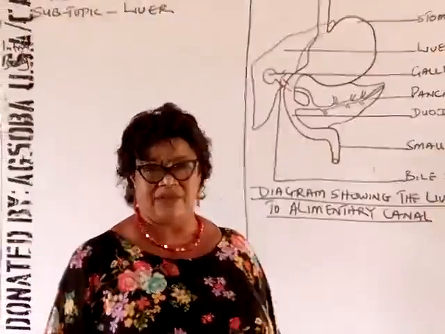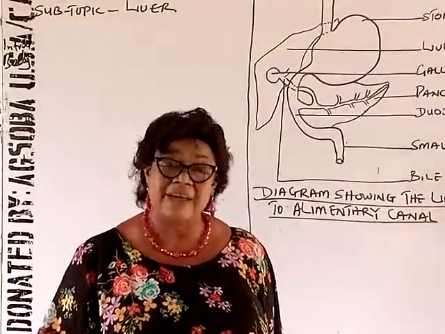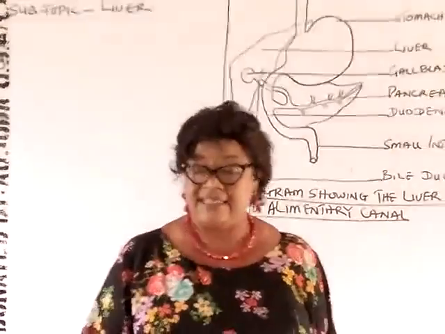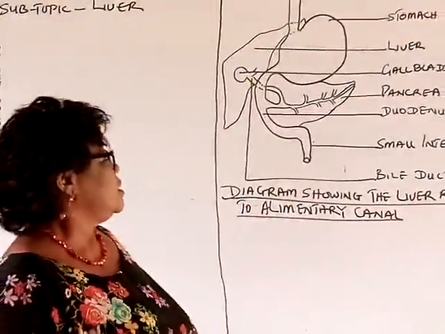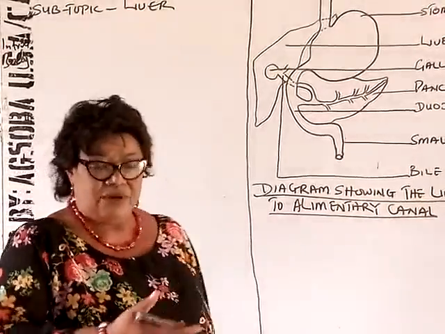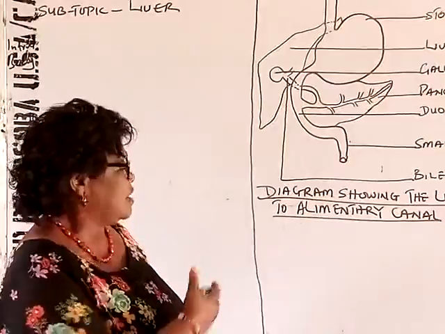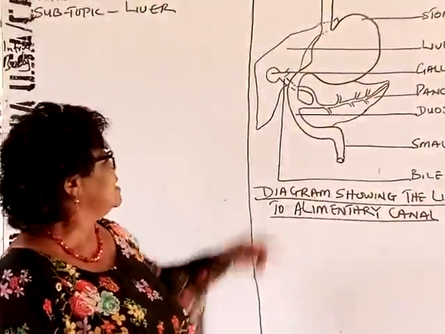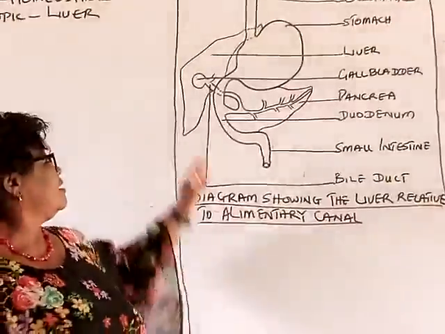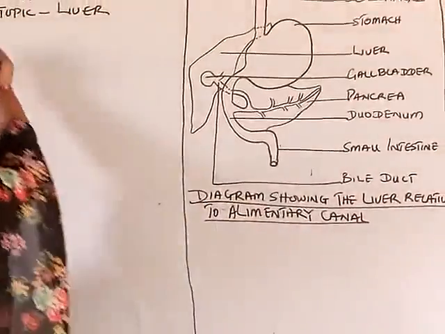Now let's look at the liver as an organ involved in homeostasis, making sure there is regular maintenance of the internal environment so that it stays constant and stable. So what are the functions of the liver? Like we have just said, it is found below the diaphragm, overlapping the stomach, and the diagram on the board shows it relative to the alimentary canal. We can see the liver here, and some parts of the alimentary canal. So we use this time to look at the functions of the liver.